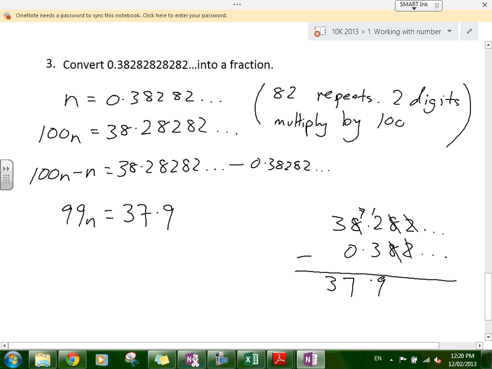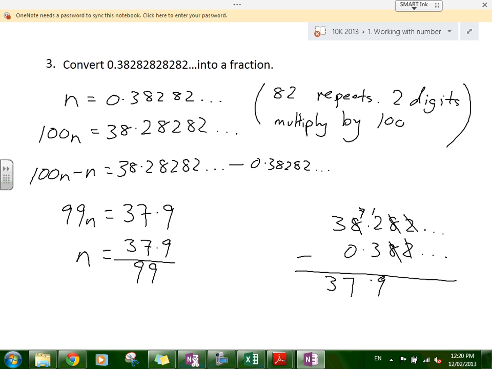Any questions? So matching up the repeating parts, 2 digits, you multiply by 100. If it's 3 digits, you multiply by 1,000. And then you get to this point, you divide both sides by 99. 37.9 over 99. But we have a problem here. Can we have decimals as part of fractions? No. We can't have a decimal as part of a fraction. So what do we need to do? We can round, or we don't want to round. We want to change the fractions to equivalent fractions.